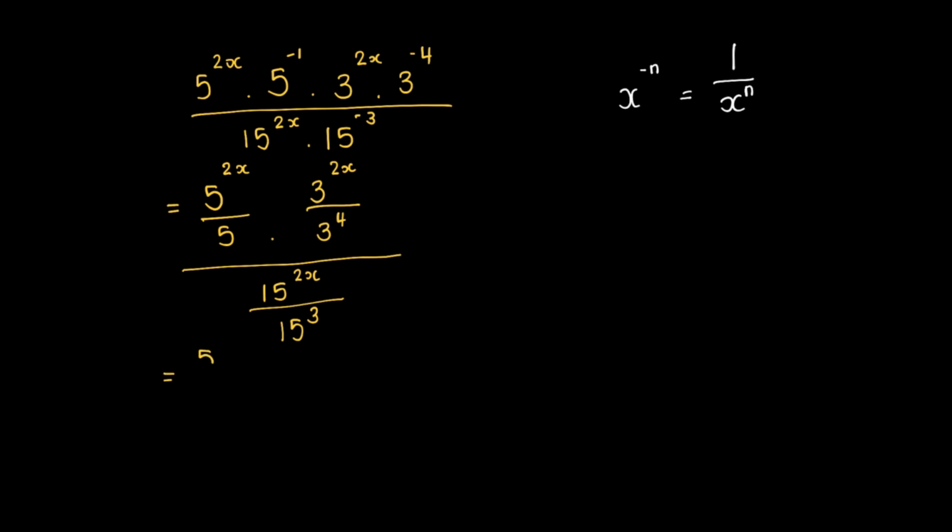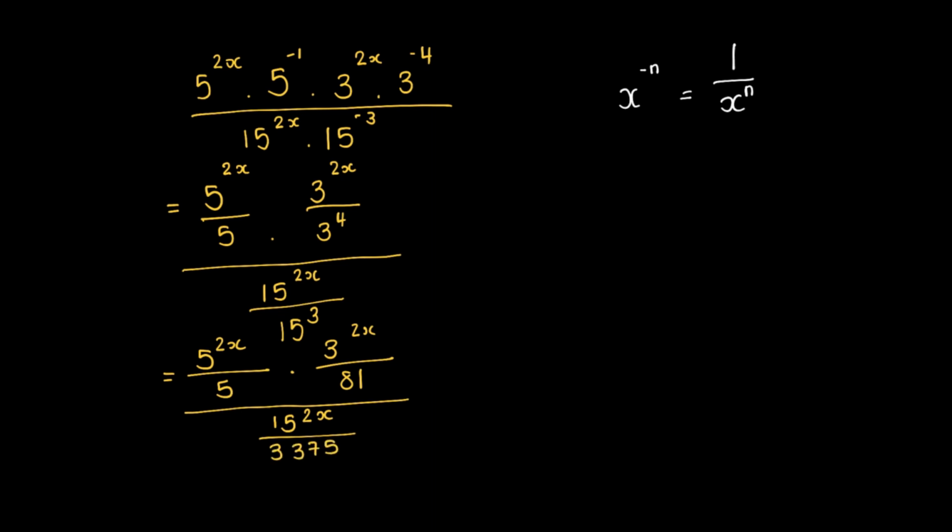Over here we're going to get 5 to the power 2x divided by 5 multiplied by 3 to the power 2x divided by, we know 3 to the power 4 is 81. All of this over 15 to the power 2x divided by 15 cubed, which is actually 3,375. What a huge number. And it does look kind of messy if we think about what we're looking at over here, right?